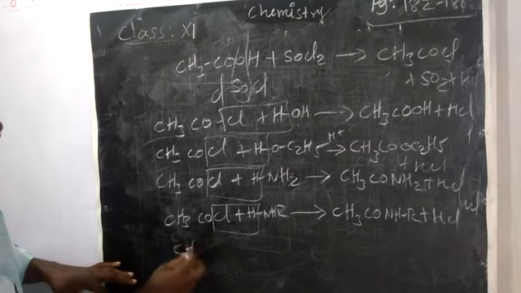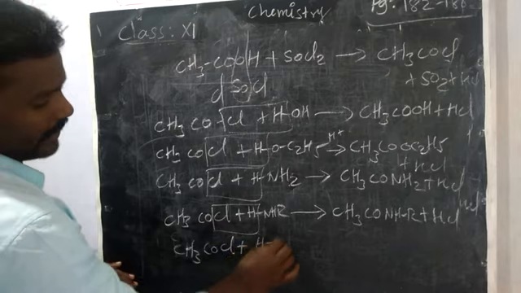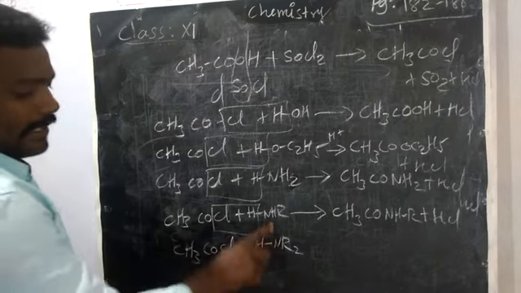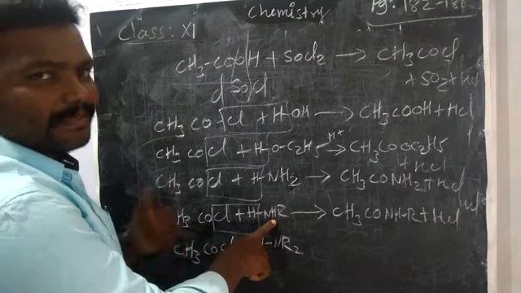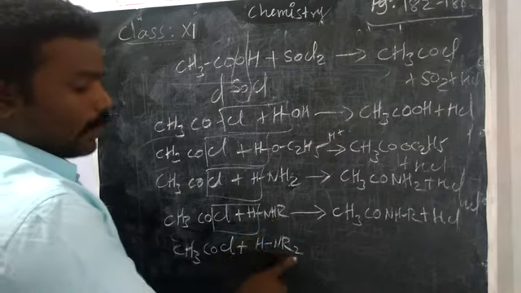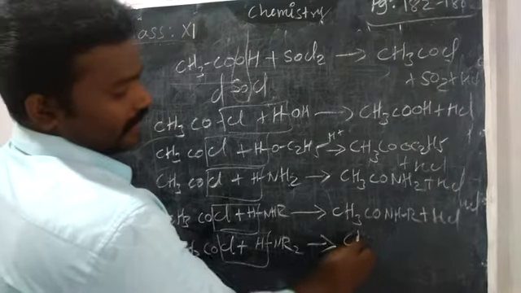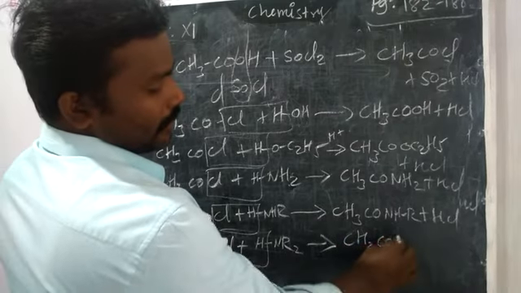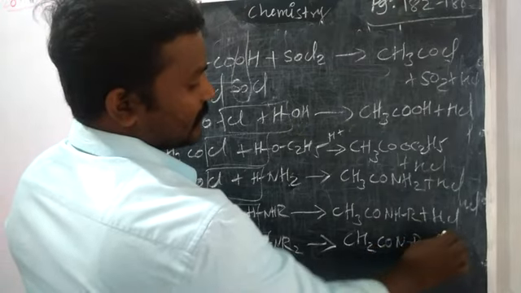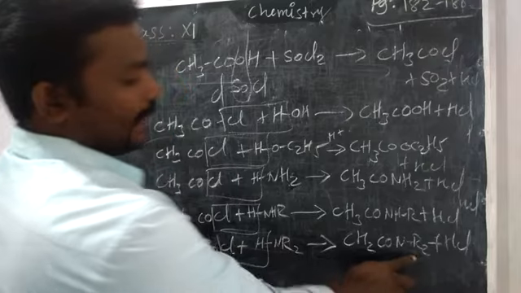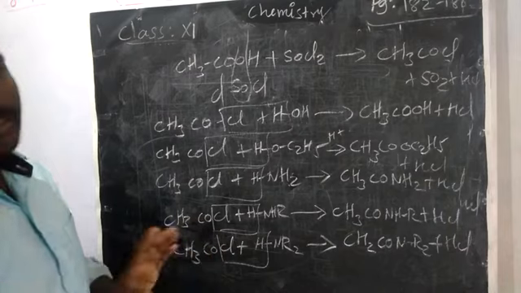Same way with secondary amine, acetyl chloride reacts with secondary amine. NH3 is ammonia. One hydrogen replaced by R means primary amine. Two hydrogens replaced by R are secondary amine. So remove the HCl, and you will get N,N-dialkyl acetamide. What's the name of the compound? N,N-dialkyl acetamide. So these are the chemical reactions of acetyl chloride.